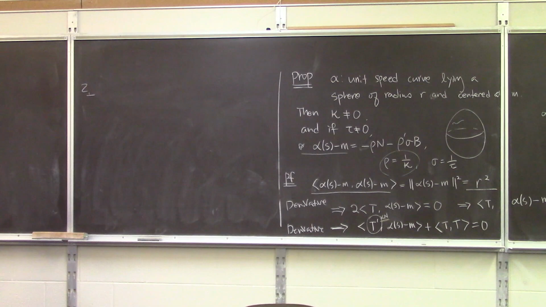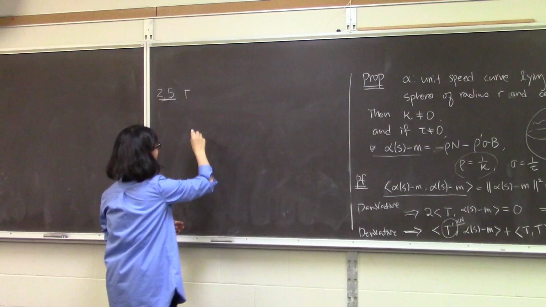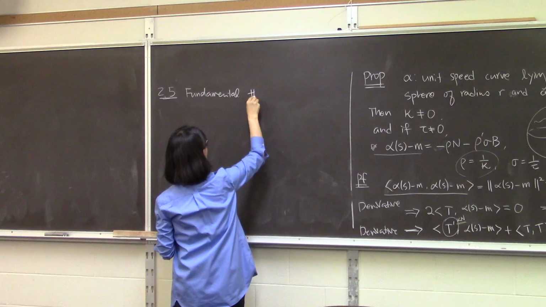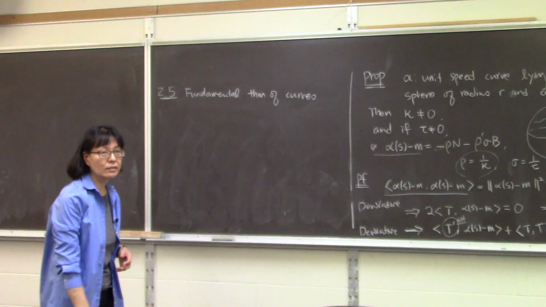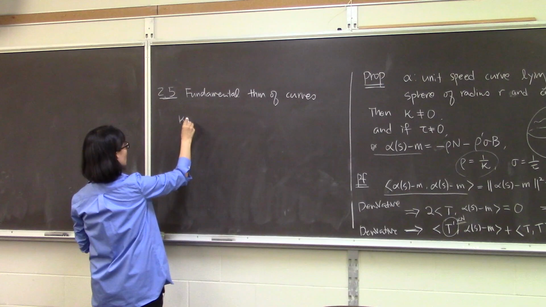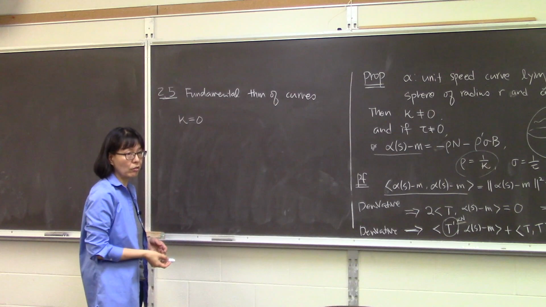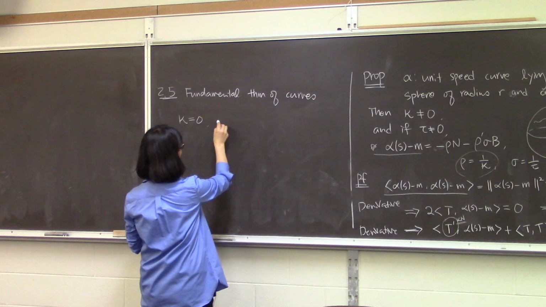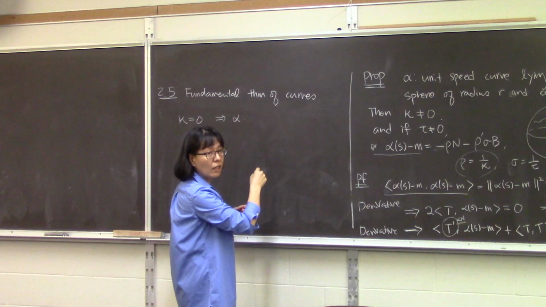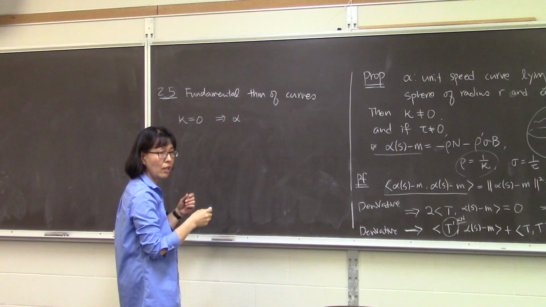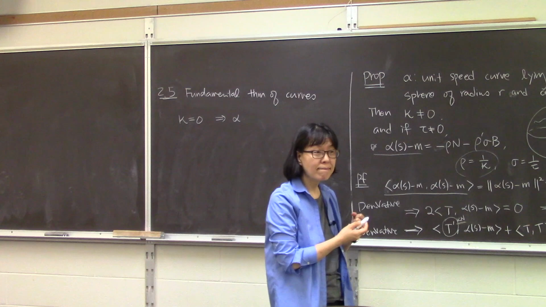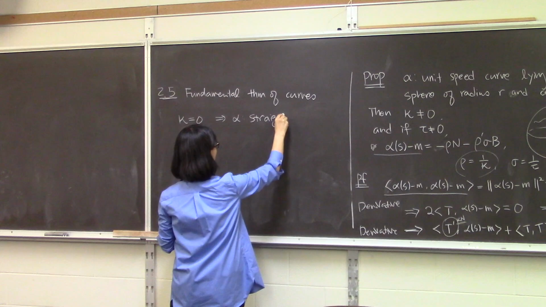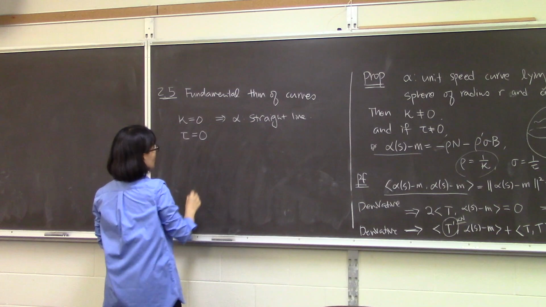We are going to talk about the fundamental theorem of curves. Okay, so this one, existence. So far we see curvature is zero. We always assume the regular curve, okay. Curvature is zero, then what do you know? We had this proposition before, if curvature is zero, then what do you know about the curve? It's a line, straight line, okay. And torsion is zero. It's a plane curve.